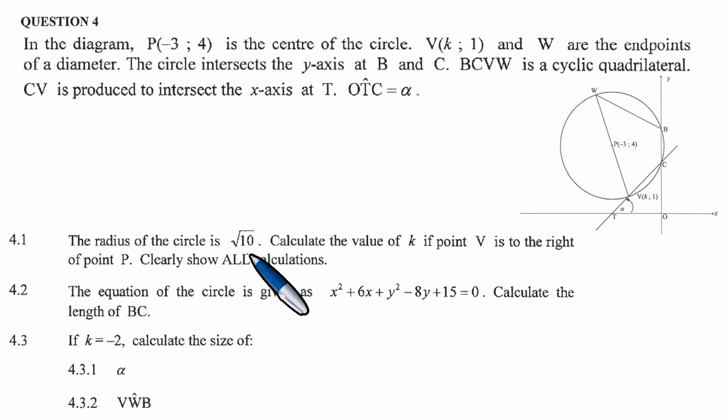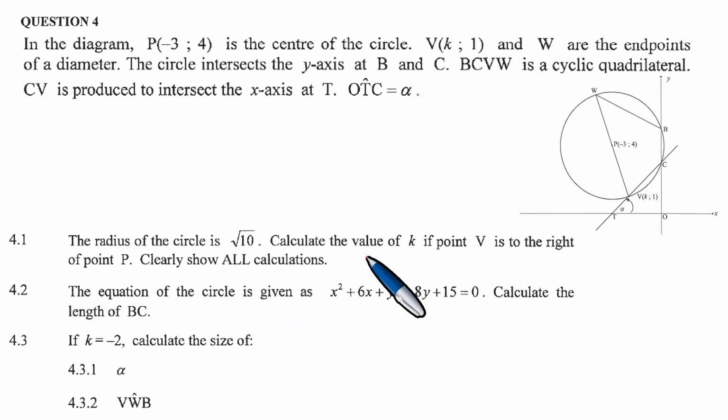Okay, and now we're asking the question, and we're saying the radius of the circle is the square root of 10. So the examiner gave us the radius of the circle, and they said it is the square root of 10. Here's the circle, its radius is the square root of 10. And then now you need to calculate the value of K if V is to the right of point P.